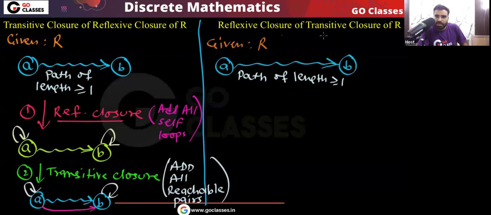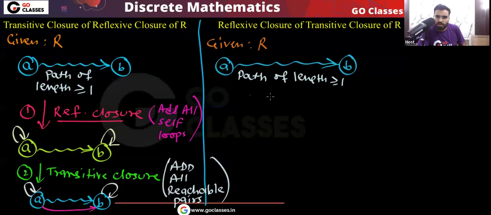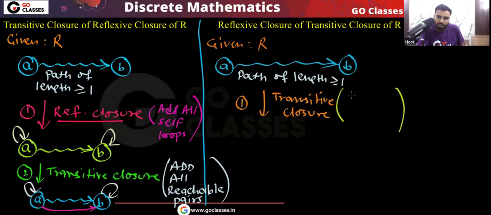Now let's see. If we first find the transitive closure, then we find the reflexive closure, then what will be the final result? So you can see this is the given relation R. Now, first what you do? First you find the transitive closure. So let's first find the transitive closure. How to find it, you already know, very easy.